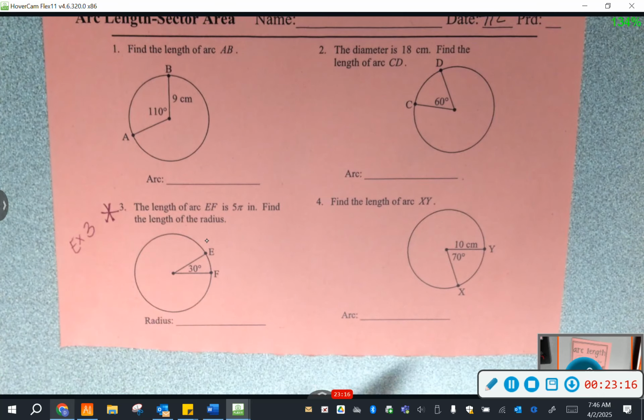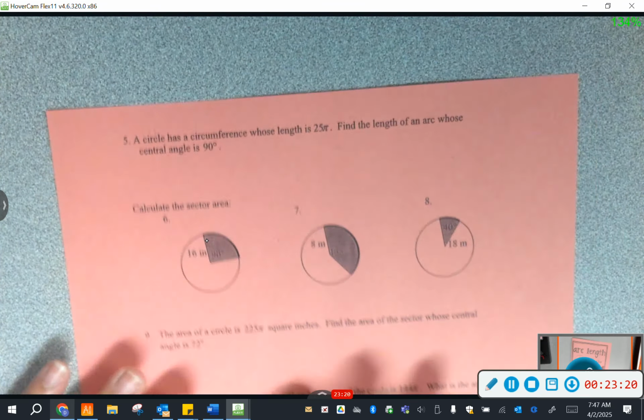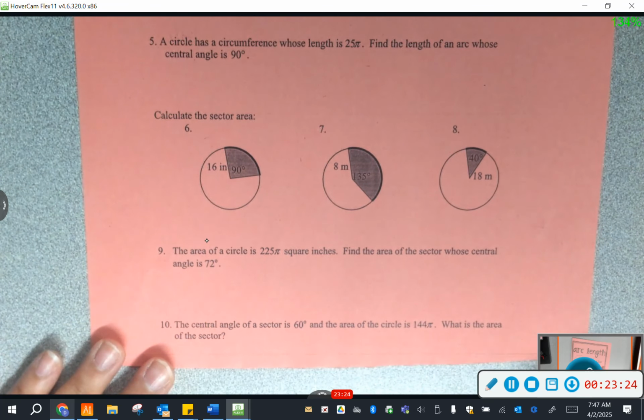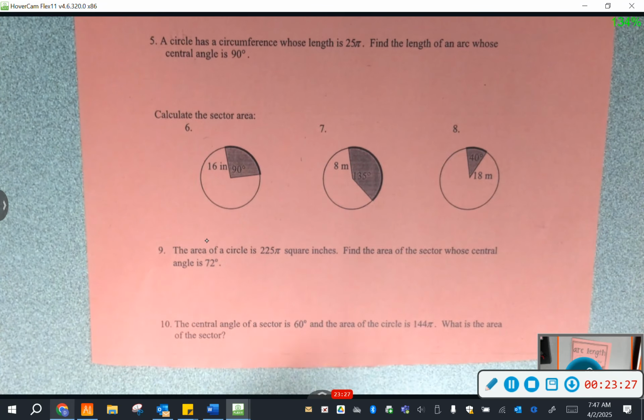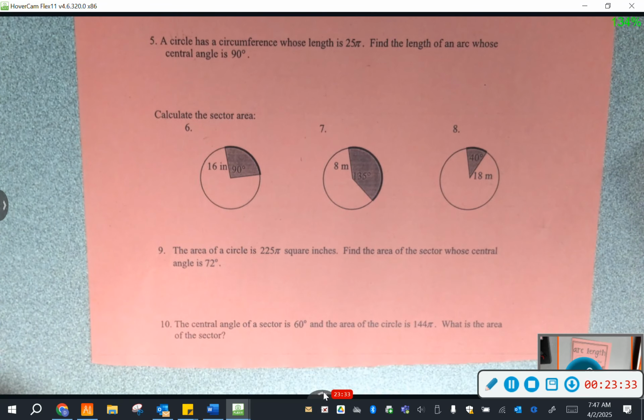All right? The front is all length. If you look at all of them, they're length. I think the back, except number 5, the back is all area. All right? I need to see your equation and then your work. Don't forget to put pi as your answer. I will come around and help you if you need it.